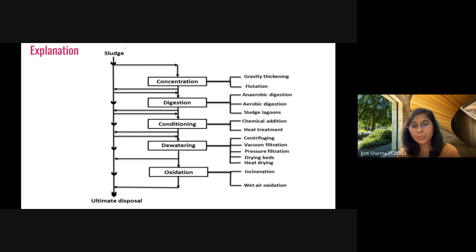Okay, so up to dewatering, we have already talked about centrifuging, vacuum filtration, pressure filtration, drying beds, and heat drying. We already have talked about this dewatering. I think one dryer is left, but after that we will have oxidation. So this is the next step we are coming to.